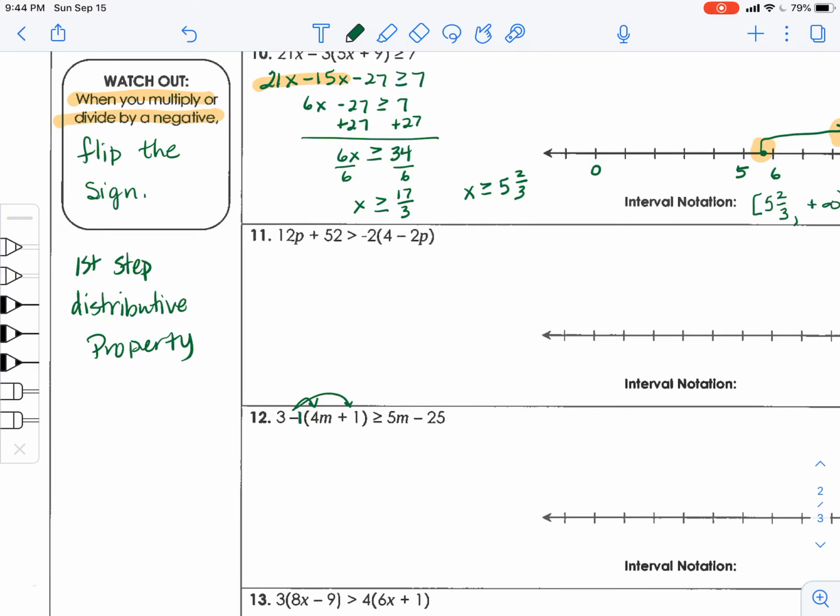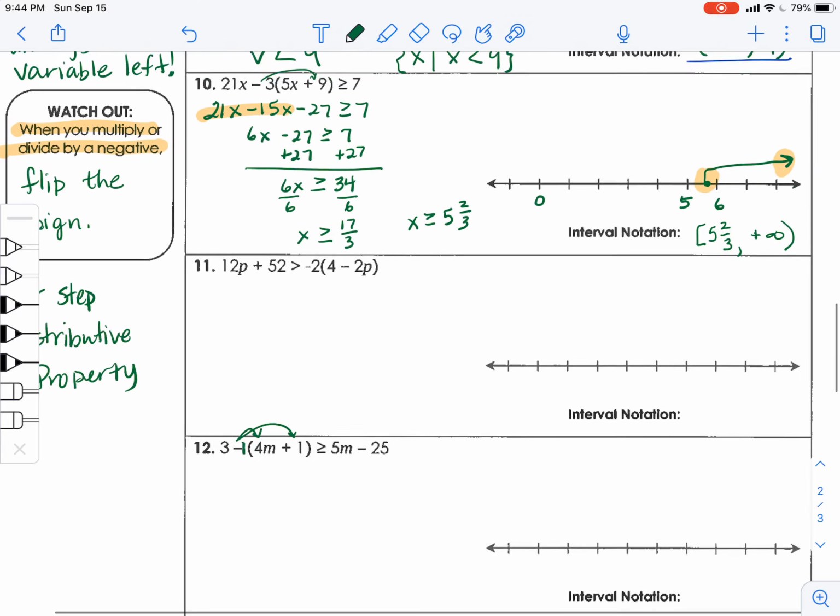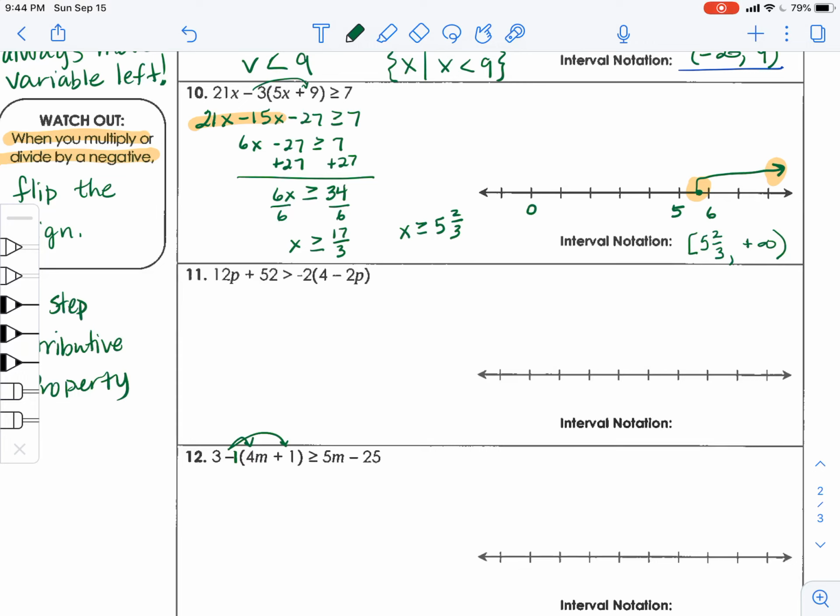And again, you're going to flip the sign when you divide. Okay, so when you get to class, this is what you're going to be working on, is solving these type of problems. If you feel comfortable and want to try a few more on your own, that would be awesome.